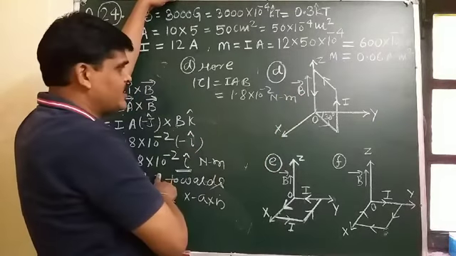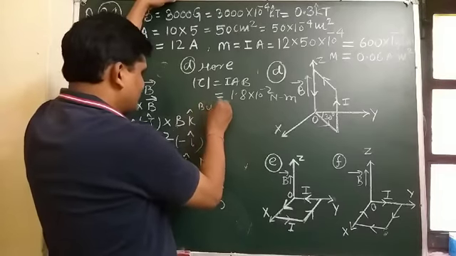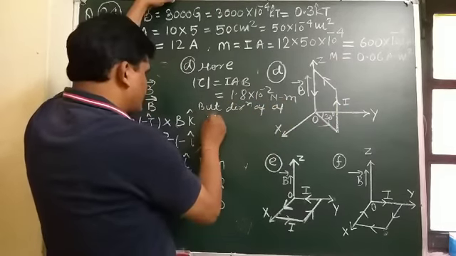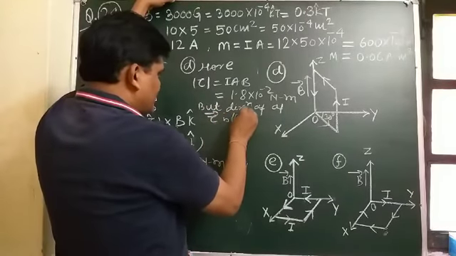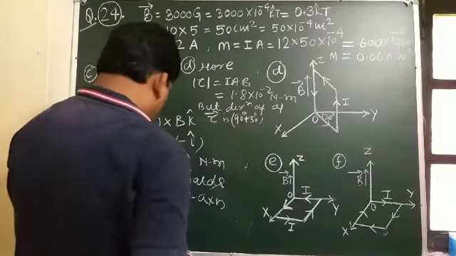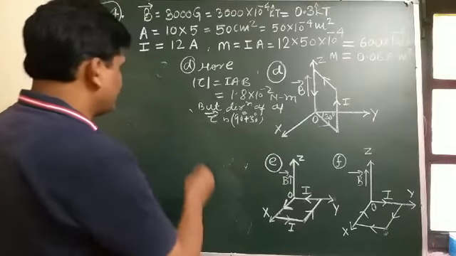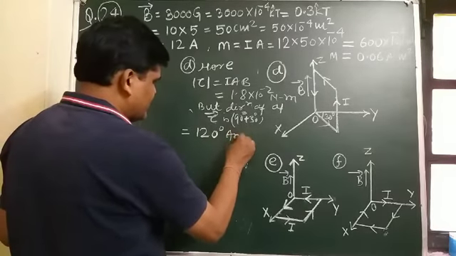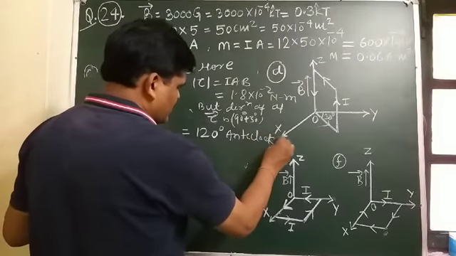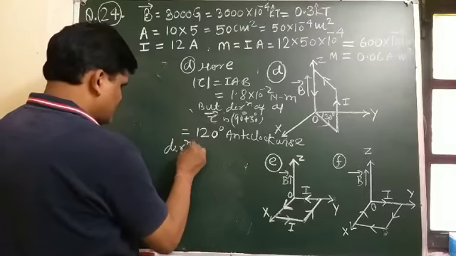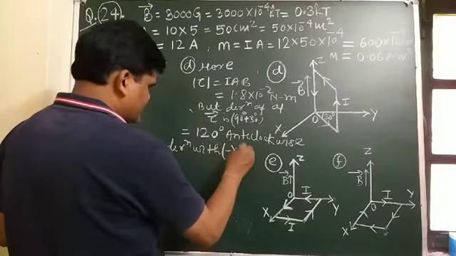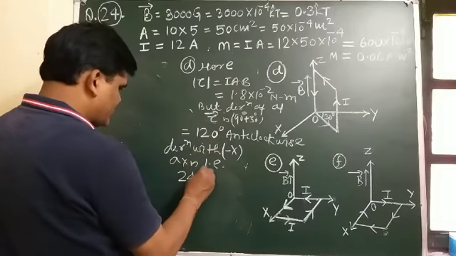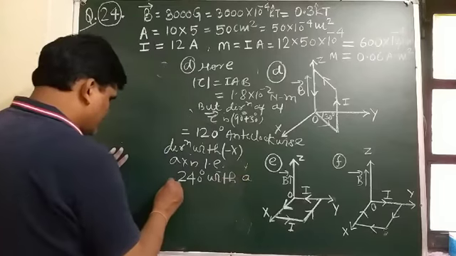This case is similar to case C. Magnitude is the same, but the direction of torque is 90 plus 30, which is 120 degree anti-clockwise direction with negative x-axis, that is 240 degree with the positive x-axis.